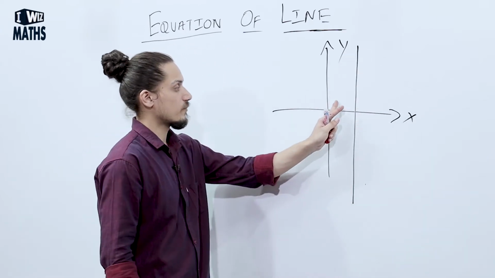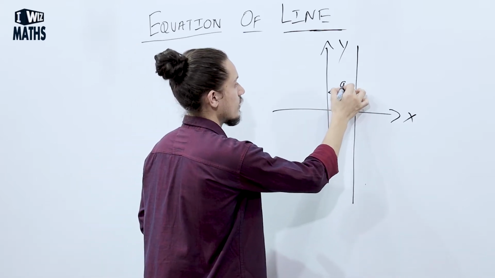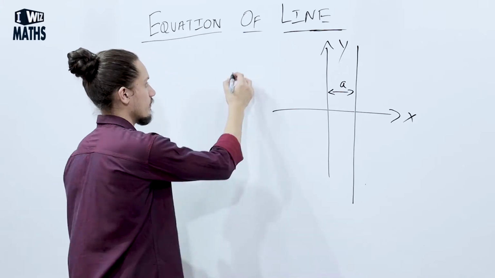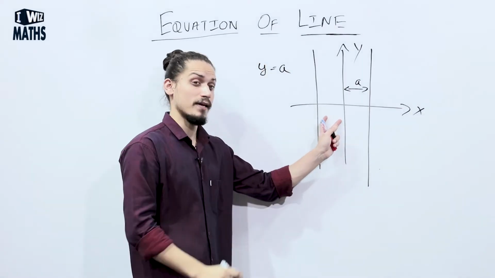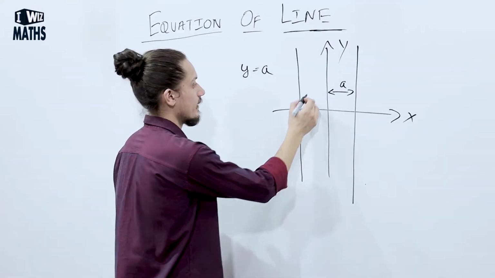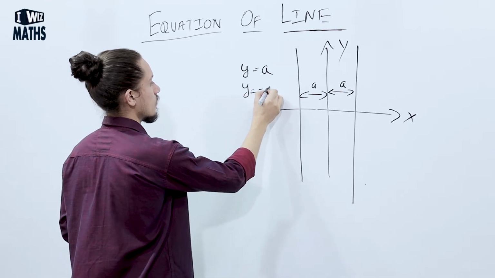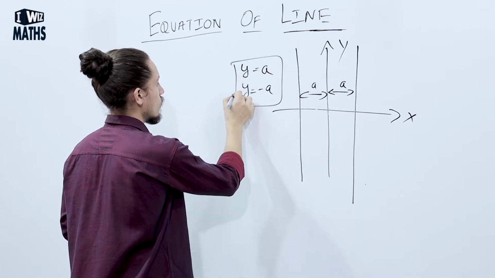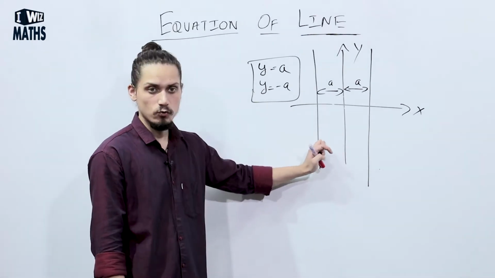Okay, and if it's parallel to y-axis and say it is at a distance a from y-axis, so its equation will become y is equal to a. If a line lies at the same distance but on the left hand side, then its distance is a and its equation will become y is equal to minus a. This is how you represent the equation of line which is vertical or which is parallel to y-axis.